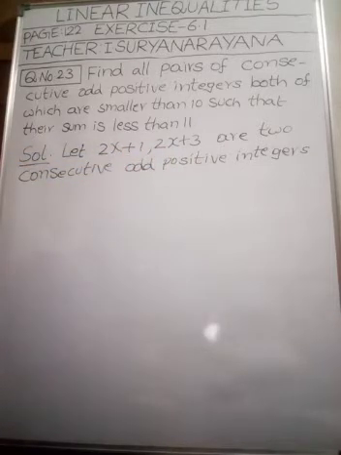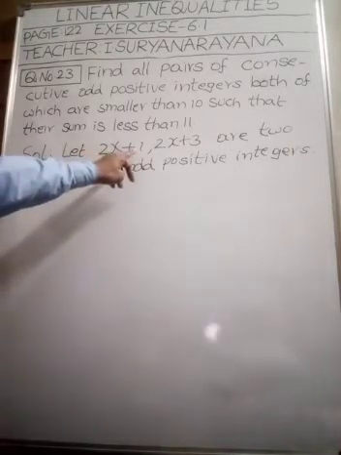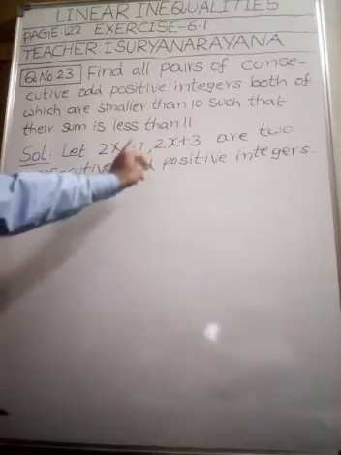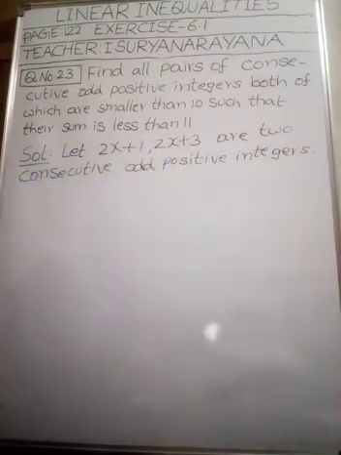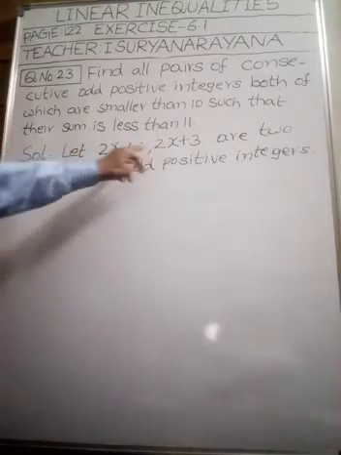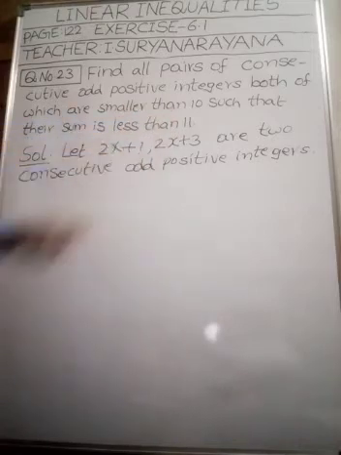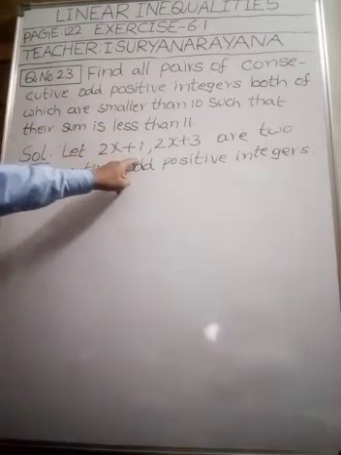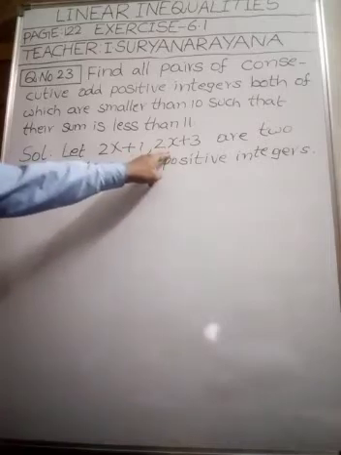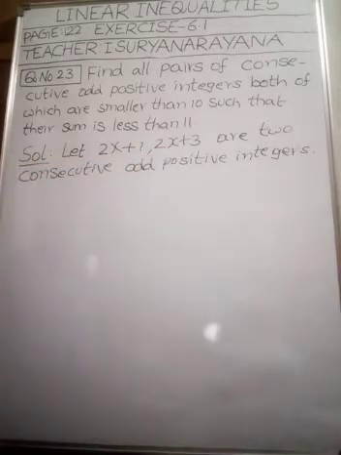Suppose we take 11. 11 is an odd natural number. Then what is the next odd natural number? 13. Isn't it, my children? So 11 plus 2. So 2x plus 1 plus 2, what will you get? 2x plus 3. Understood these two natural numbers, my children? Right. And what is given about these two positive integers? They are less than 10. So it is given that 2x plus 1 is less than 10 and 2x plus 3 is also less than 10.